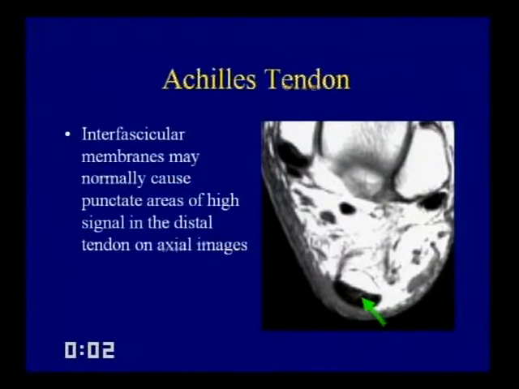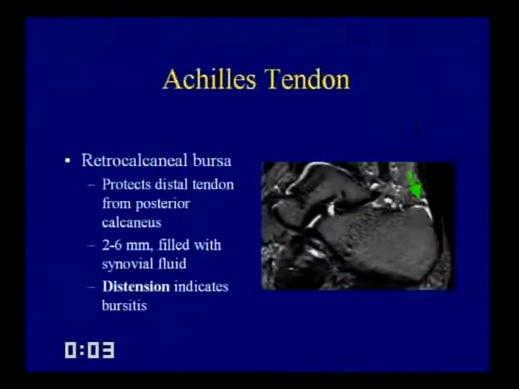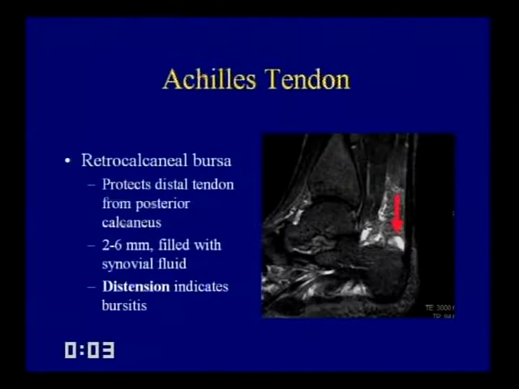That's completely normal. On the sagittal planes, the anterior and posterior margins of the Achilles tendon should be parallel below the soleus insertion, and you should see nice homogeneous fat anterior to the Achilles in what's called Kager's fat pad. There's a little bursa called the retrocalcaneal bursa that protects the distal Achilles tendon from the posterior calcaneus. It's normally about 2 to 6 millimeters and can be filled with a little bit of synovial fluid, but if you have distension, as you see here, that's going to indicate a retrocalcaneal bursitis.